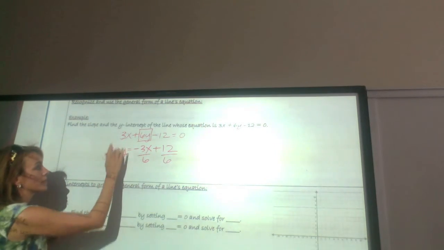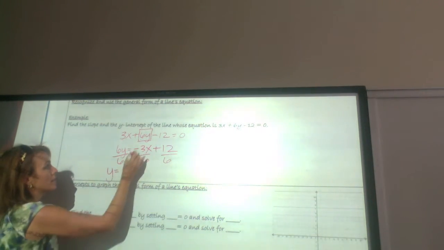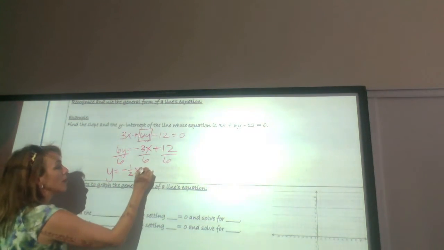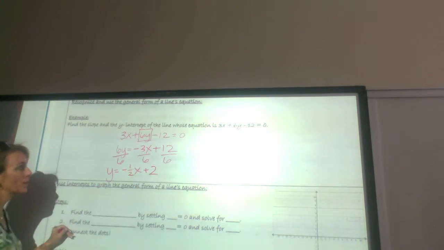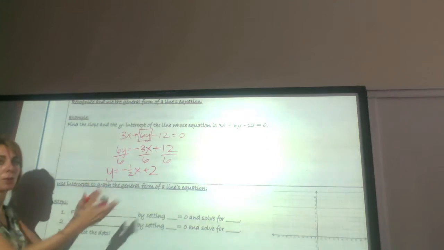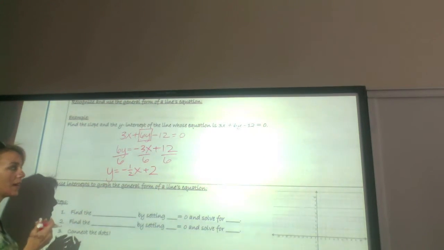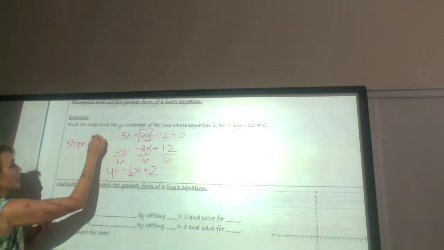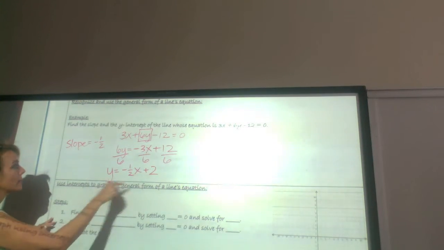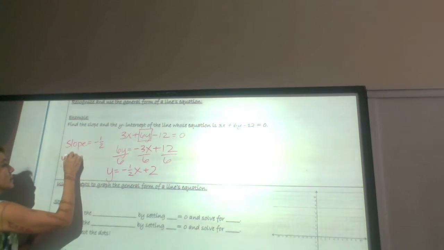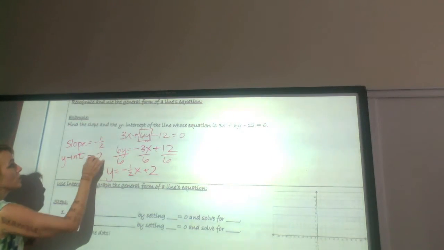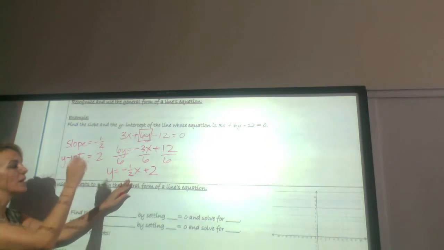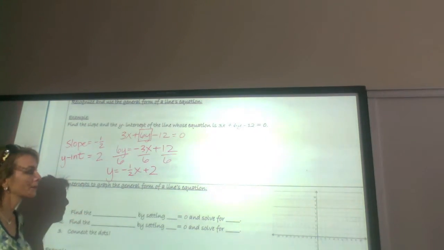and simplify. So this becomes y equals negative 3 over 6 x, negative 1/2 x, plus 12 over 6, or plus 2. Okay, so what does this mean? I'm now in slope-intercept form. I can identify my slope. Slope is equal to negative 1/2, and my y-intercept is 2. This means it's going to cross my y-axis at 2, and it's going to have the slope of down 1 over 2.